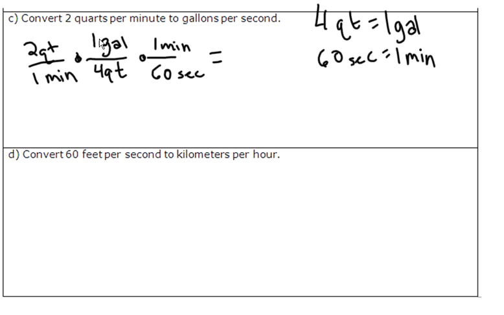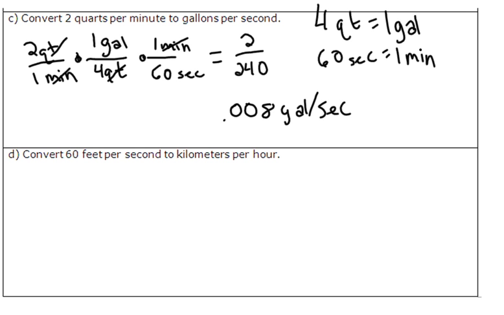Now I go ahead and I multiply across. 2 times 1 times 1 is 2. 1 times 4 times 60 is 240. If I divide this through, I get a really small number. That's okay. 2 divided by 240 is about 0.008. And that would be in gallons per second. If I want to check to make sure I got my units right, I cross out quarts on the top, quarts on the bottom, minutes on the top, minutes on the bottom, and I'm left with gallons per second. So this is my answer.